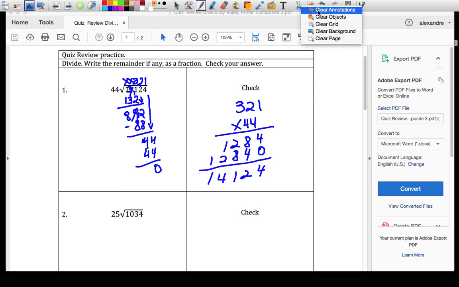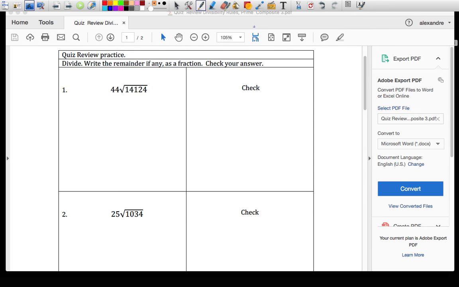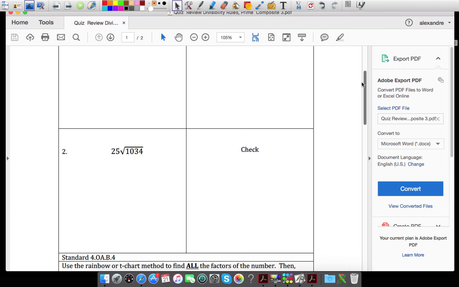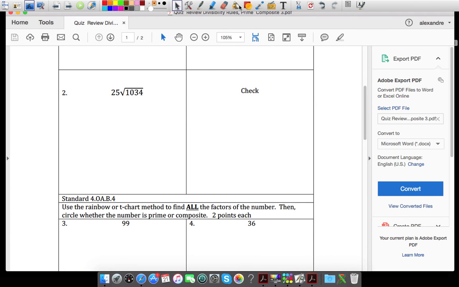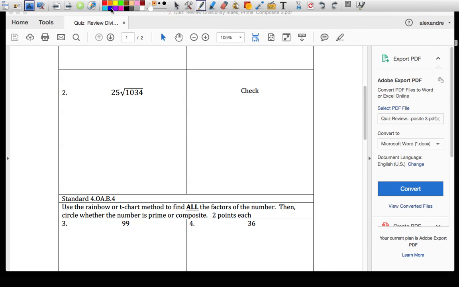All right. So I'm just going to move the screen down. 1,034 divided by 25. Again, let's pick something else. Purple. 25 does not go into 1, does not go into 10, but it goes into 103 4 times.